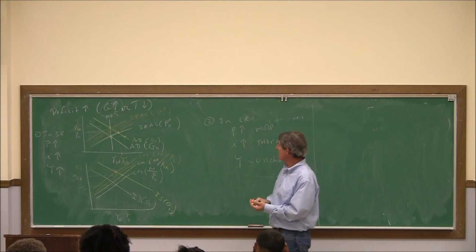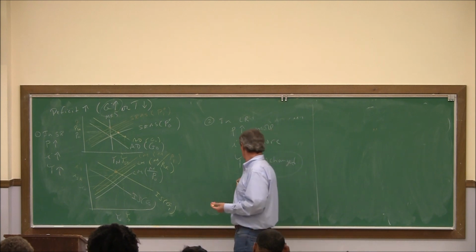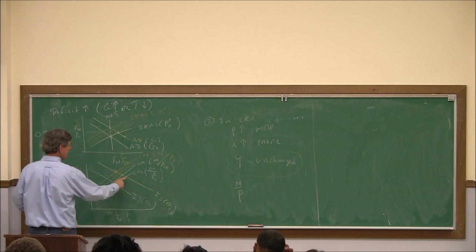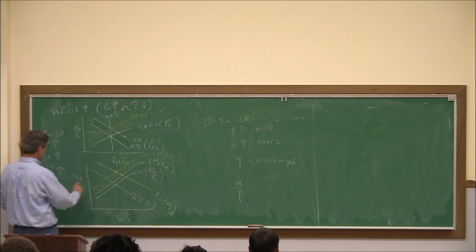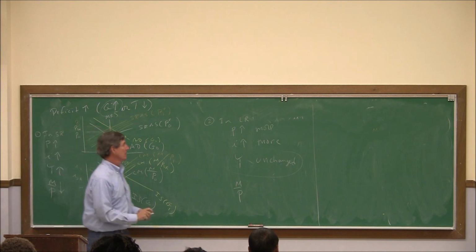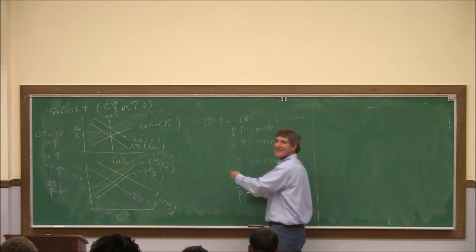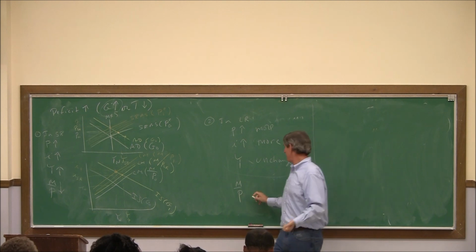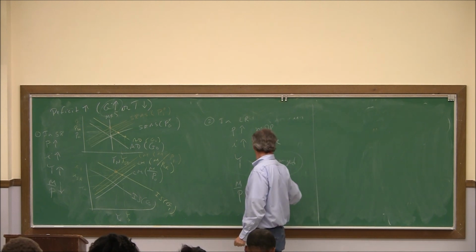And what happened to M over P? Here, M over P went what? From here to here, what happened to M over P? It goes down. M is fixed. So when P goes up, M over P goes down. So M over P goes down even more.